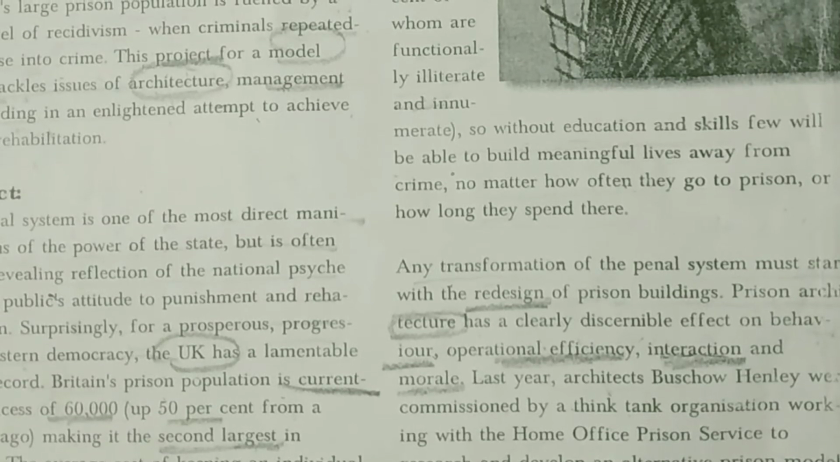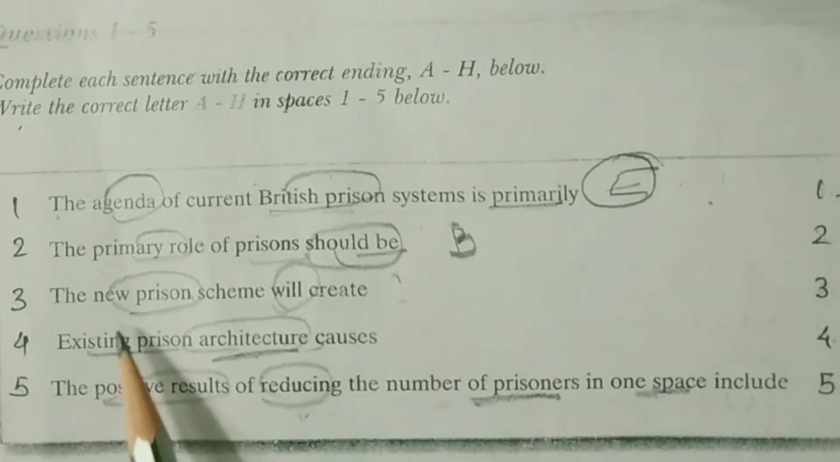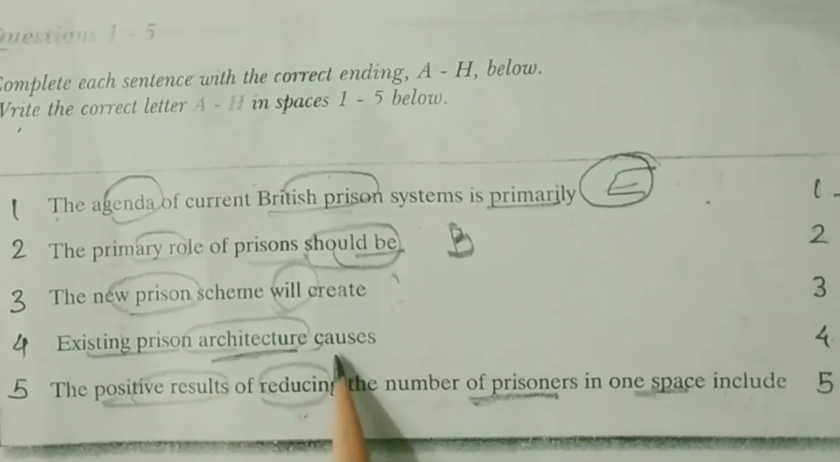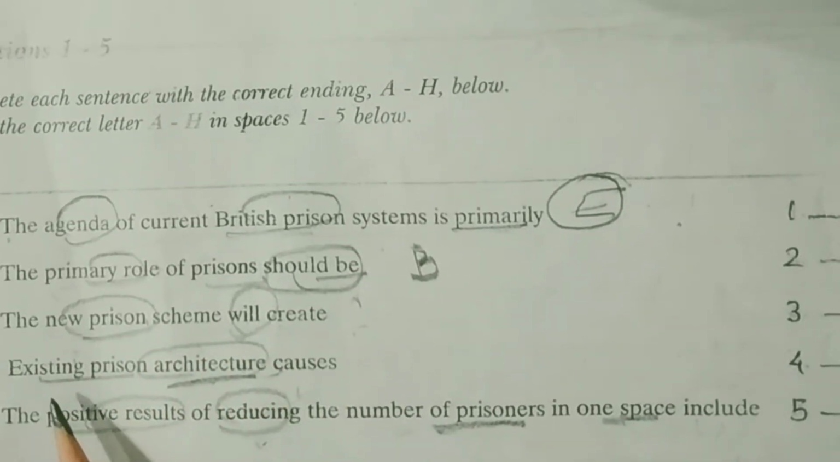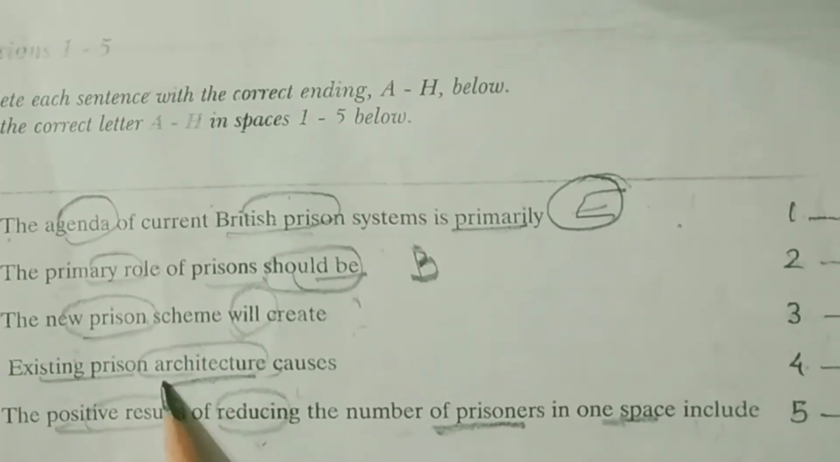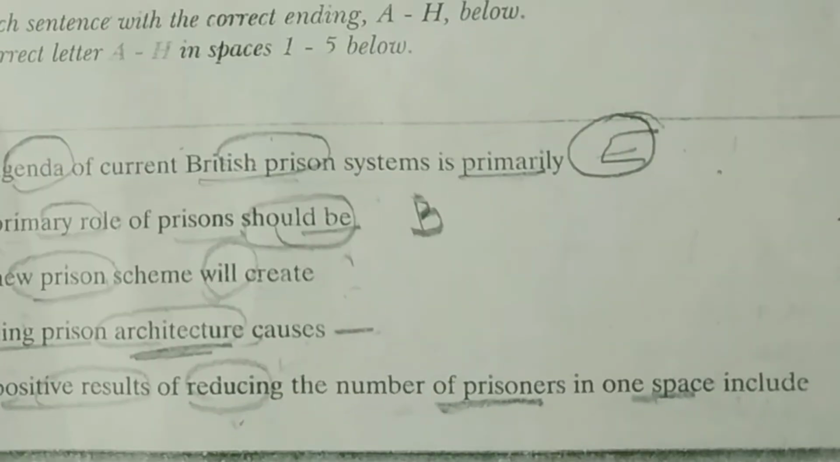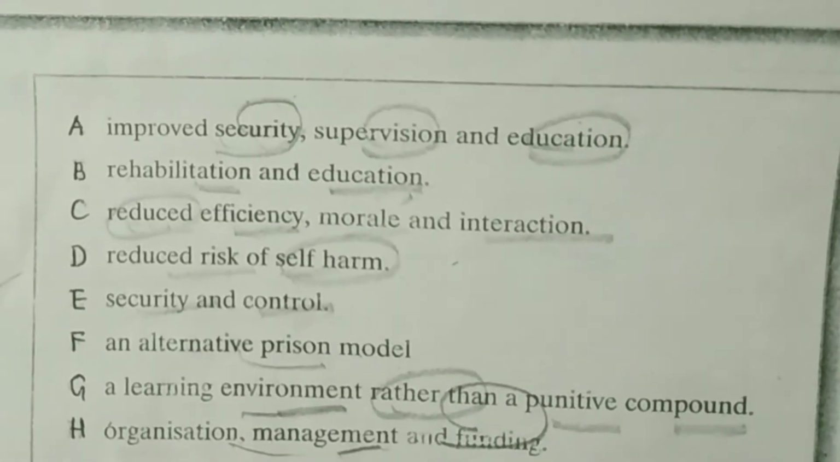Okay, let's go to the questions. I think I just saw these words. Okay, now see, here the question is, the new prison scheme will create existing prison architecture. Of course, I'm unable to find the new prison scheme, but I am able to find existing prison architecture, interaction, morale, everything. Let's go to the options. Let's see whether any of the options is available like this or not.